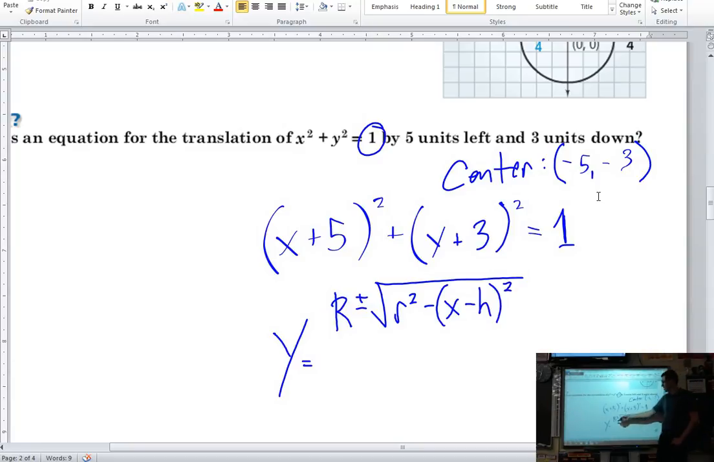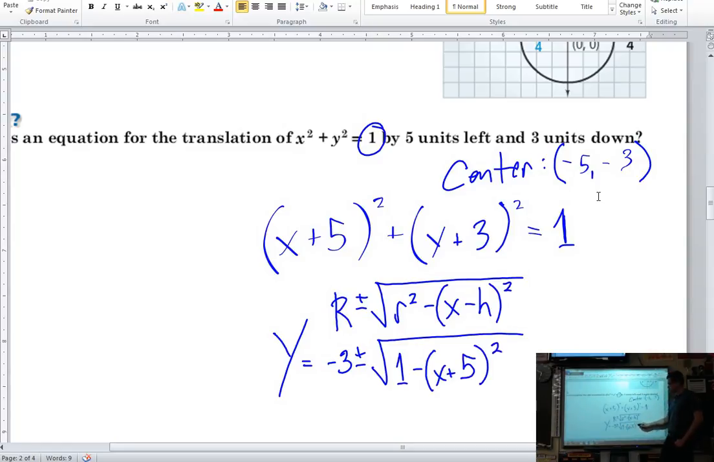So, here, remember h, k. So this is -3 plus or minus the square root of 1 minus (x plus 5) squared. That would graph my circle. Any questions?